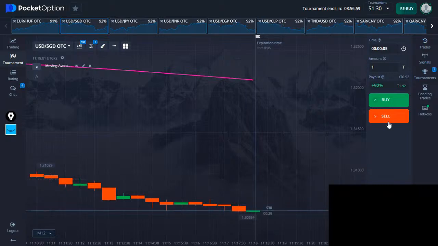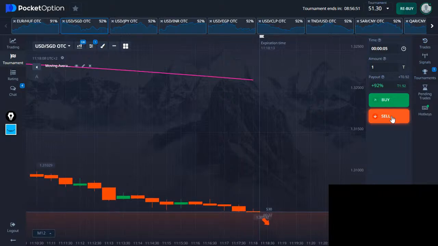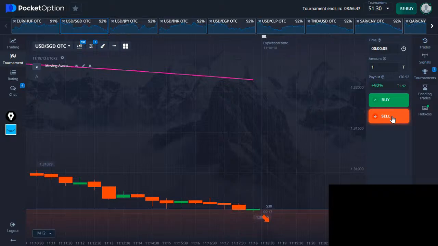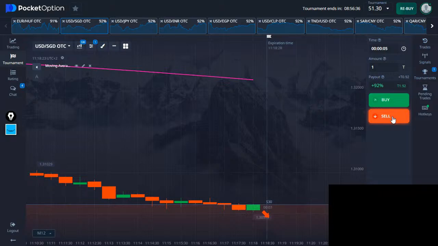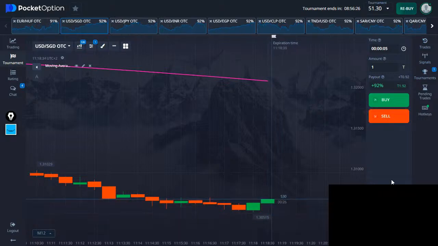Let me see if I have red over here. I go for sell. Nope. I have green, so we don't trade. Let's see the next open bar. Okay, we have green, so we don't do anything.